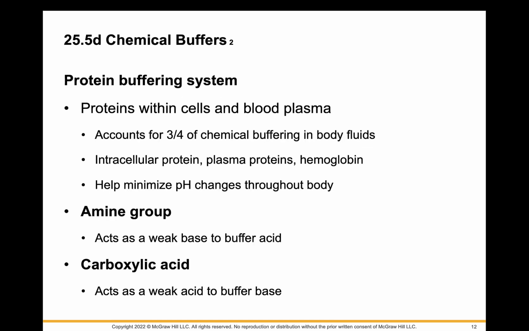Now, if we look at our protein buffering system, we find proteins once again within the cells and the plasma, and it accounts for 75% of chemical buffering within our bodily fluids. We have intracellular proteins, plasma proteins, and hemoglobin, and they all help minimize pH changes throughout the body. If we go back to proteins, the building block is an amino acid. The amine group, where the nitrogen is, acts as a weak base to buffer acid, whereas the carboxyl group is a weak acid and buffers base.